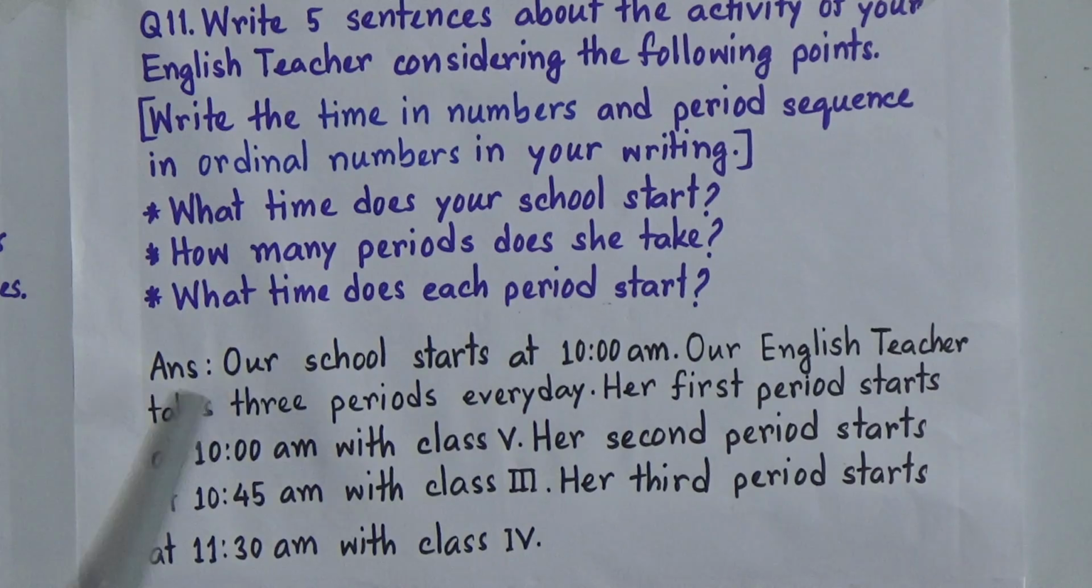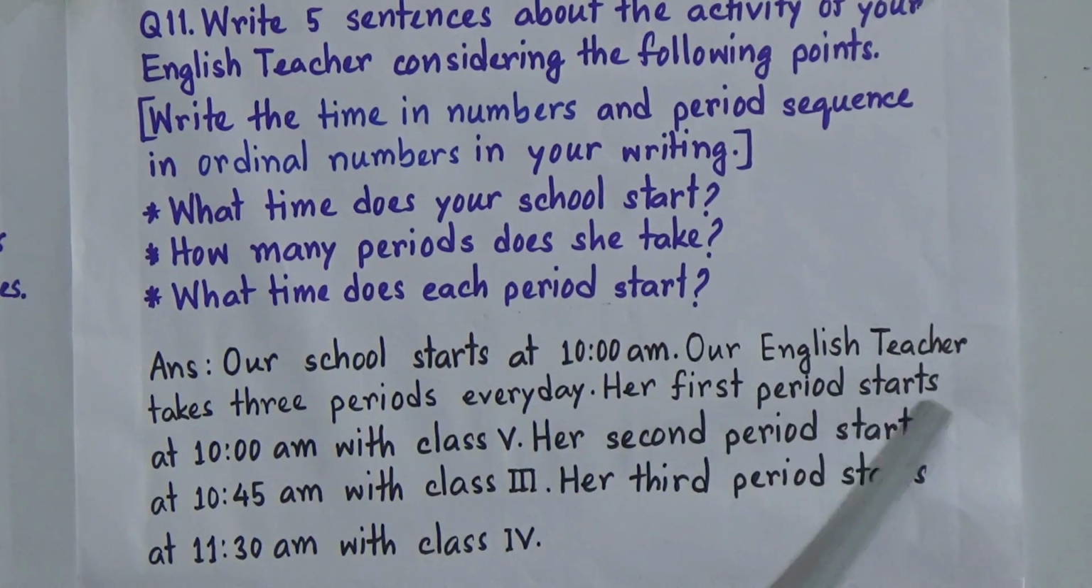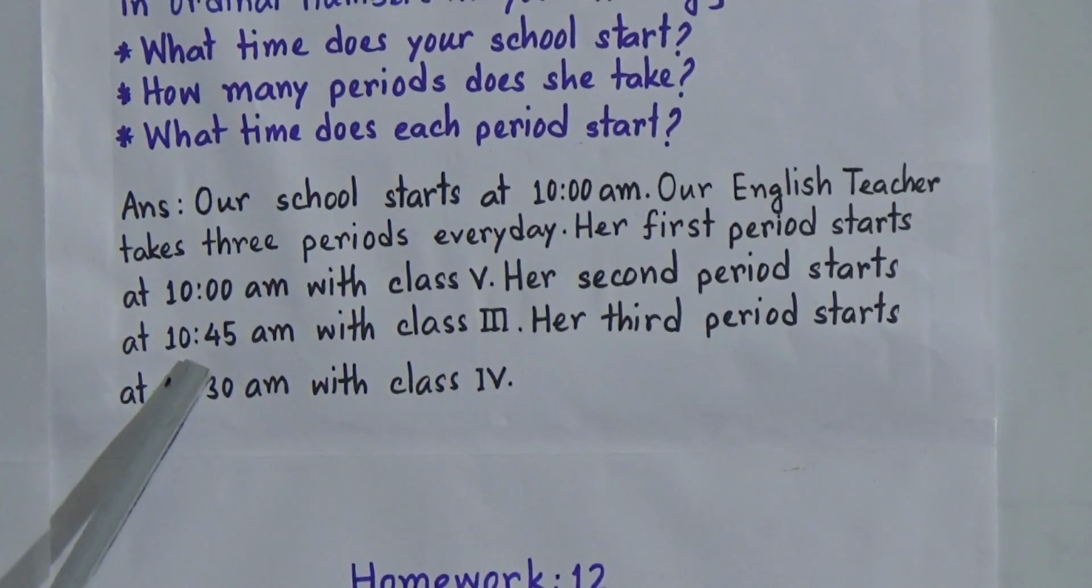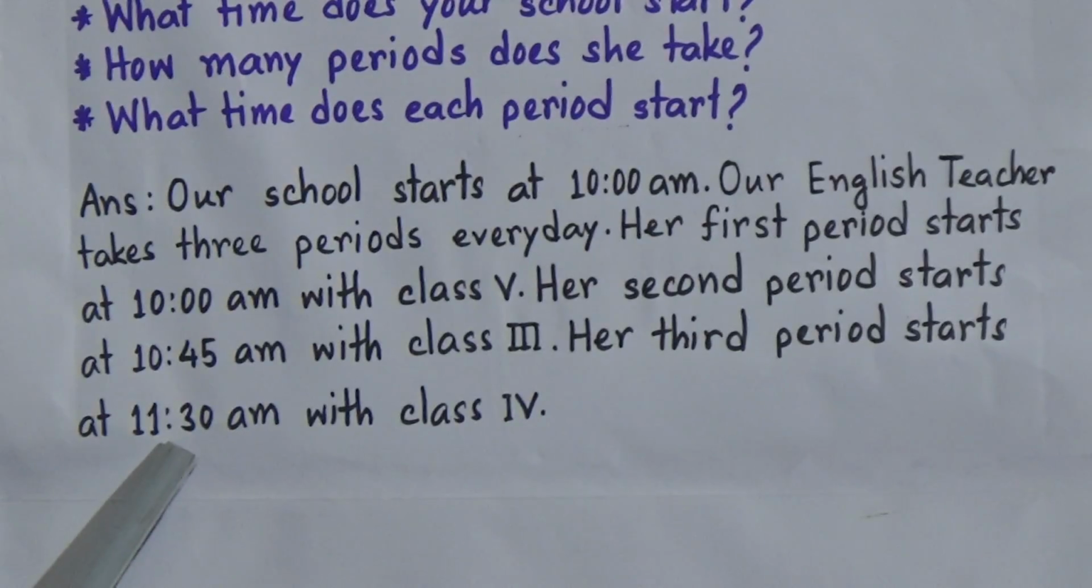Okay, let us read. Our school starts at 10 a.m. Our English teacher takes 3 periods every day. Her first period starts at 10 a.m. with class 5, and our each period continues 45 minutes. So, her second period starts at 10:45 a.m. with class 3, and her third period starts at 11:30 a.m. with class 4. So, now look, there is 45 minutes gap in each period.